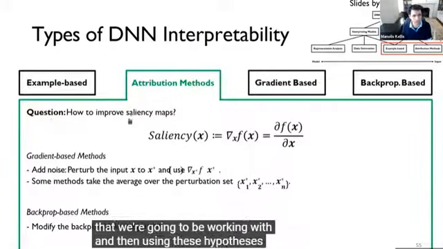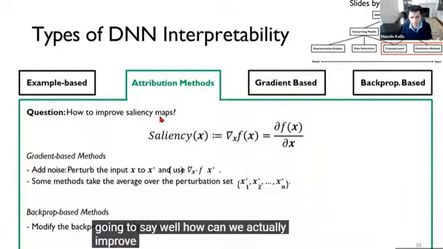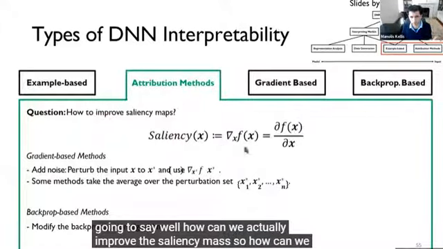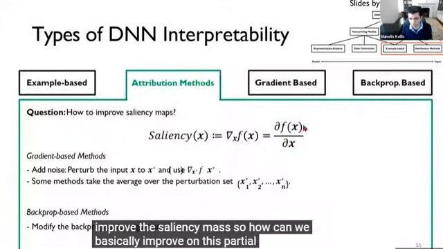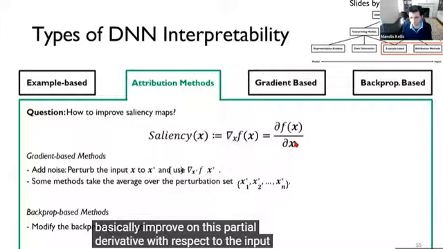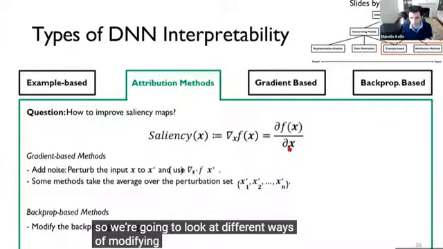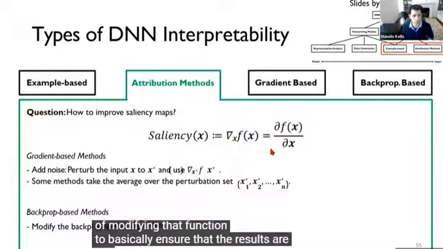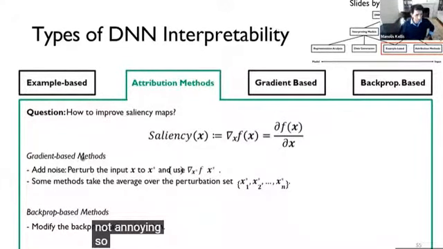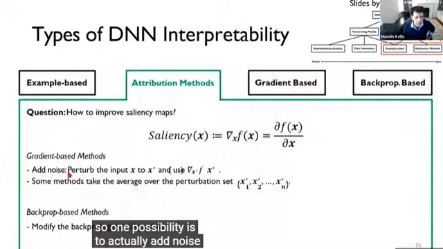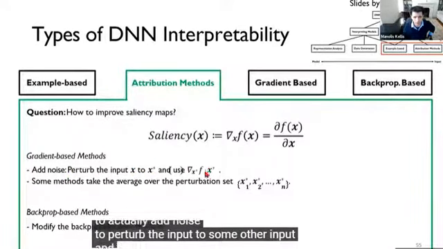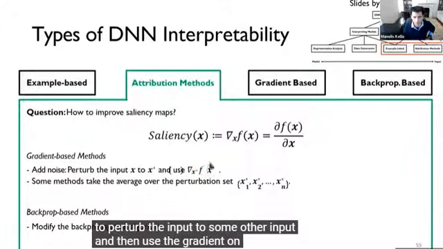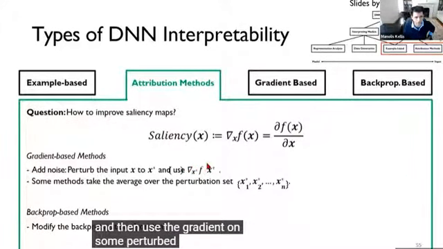And then using these hypotheses, we're going to say, well, how can we actually improve the saliency maps? So how can we basically improve on this partial derivative with respect to the input? So we're going to look at different ways of modifying that function to basically ensure that the results are not as noisy. So one possibility is to actually add noise to perturb the input to some other input, and then use the gradient on some perturbed input.